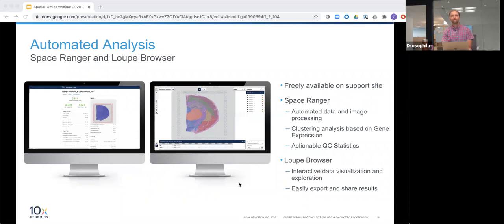And once you've gone through that, you can look at the output in Loupe. And this is interactive data visualization and exploration, and allows you to easily export and share your results and generate publishing quality images directly from the browser.